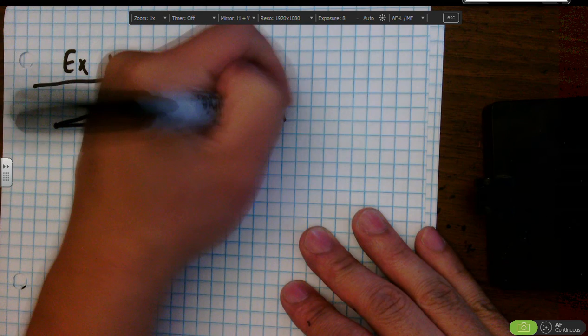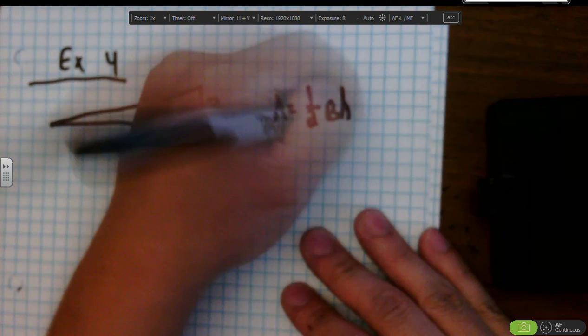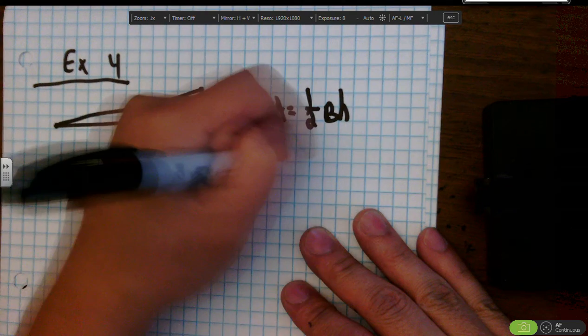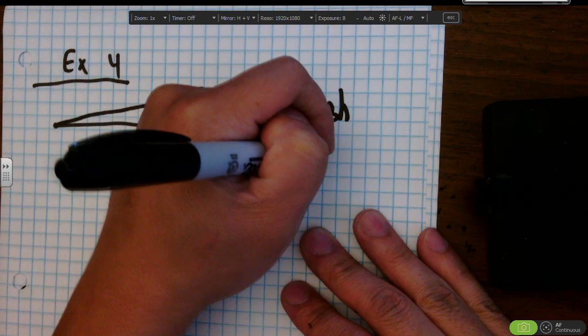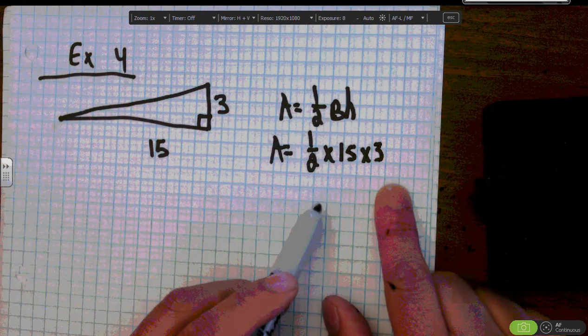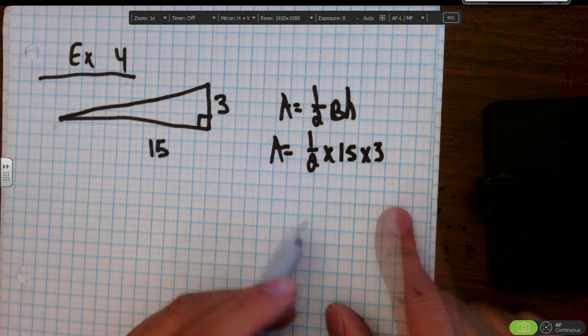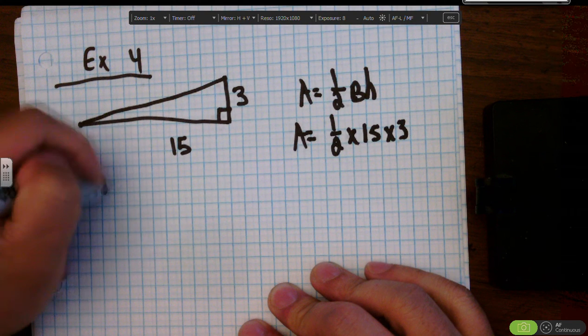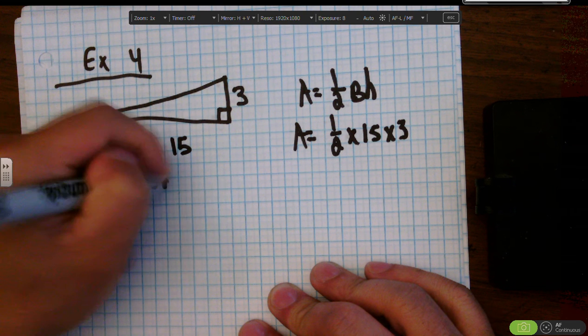Area equals half the base times height. So when we put this in, area equals half times 15 times 3. It doesn't matter what order I put this in, I'm going to wind up with a fraction. So that means we have a bunch more side work to do. So with my side work, I've got this.